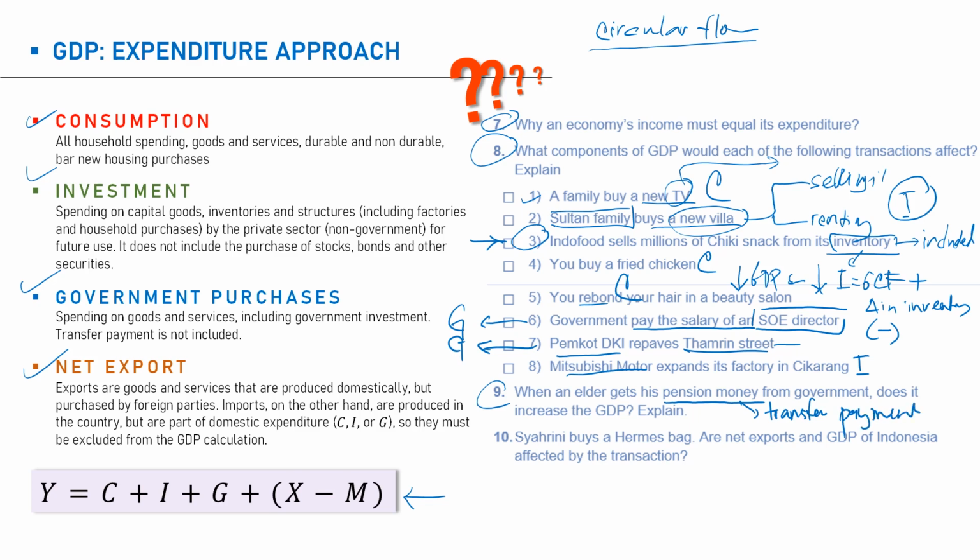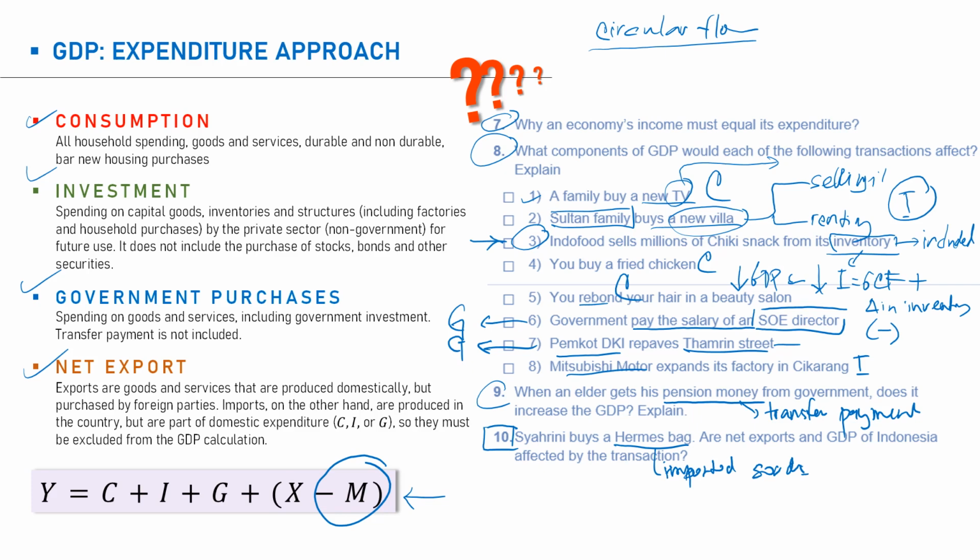Okay, and a special case here for the purchase of imported goods. This is imported goods, right? All imported goods must be excluded from the GDP calculation. Why must they be excluded? Because we know the definition of GDP, right? It's about the final products made by the domestic economy. Okay, if it is made by a foreign economy, it must be excluded.